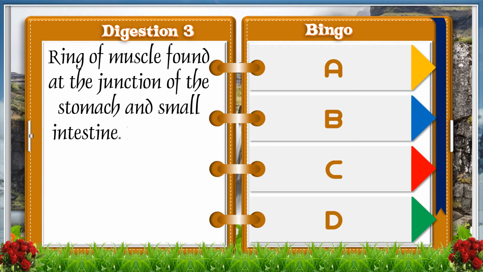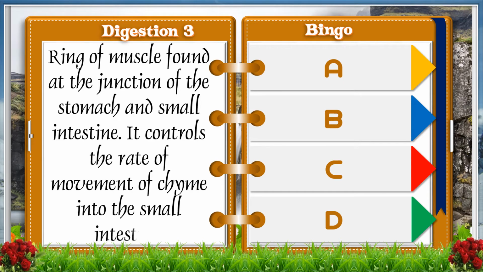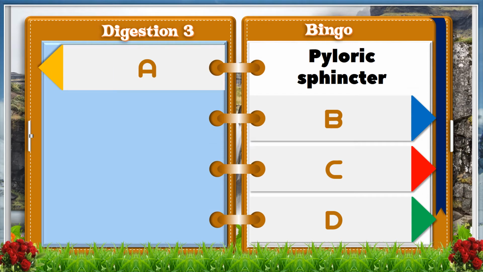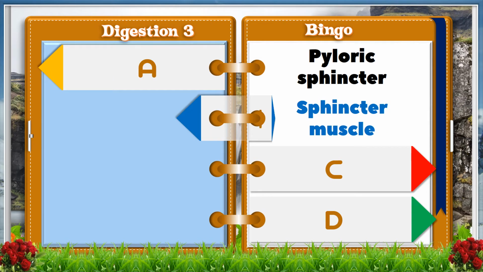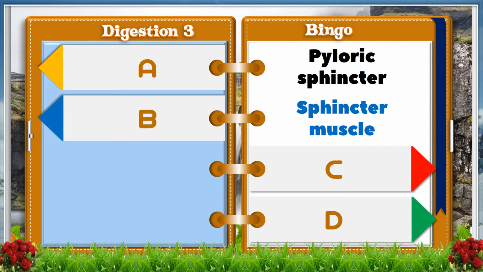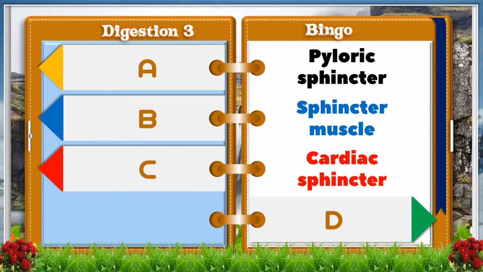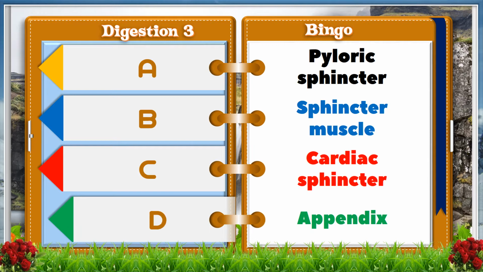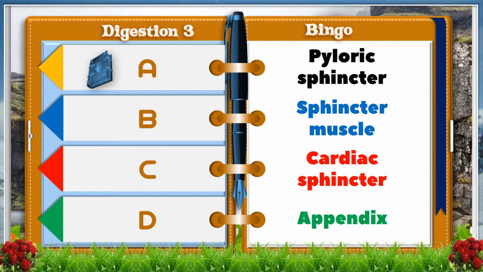Ring of muscle found at the junction of the stomach and small intestine. It controls the rate of movement of chyme into the small intestine. A. Pyloric sphincter. B. Sphincter muscles. C. Cardiac muscle. D. Appendix. And the answer is A. Pyloric sphincter.